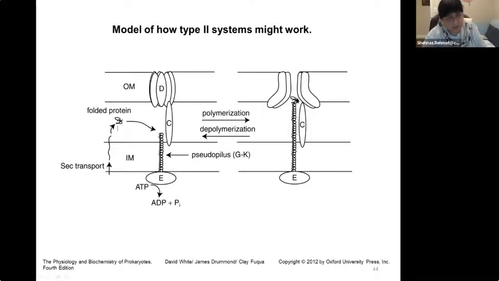As more and more polymerization occurs, the pilus will extend out of the cell. There is also the potential of depolymerization, so that the pilus can be retracted. We'll talk about why the pilus needs to be retracted when we talk about conjugation. So this pilus extension occurs by adding subunits of the pilus that come through the sex system, and they are assembled and make the pilus grow longer. So this is just another model of how the type 2 secretion system is used for pilus formation.